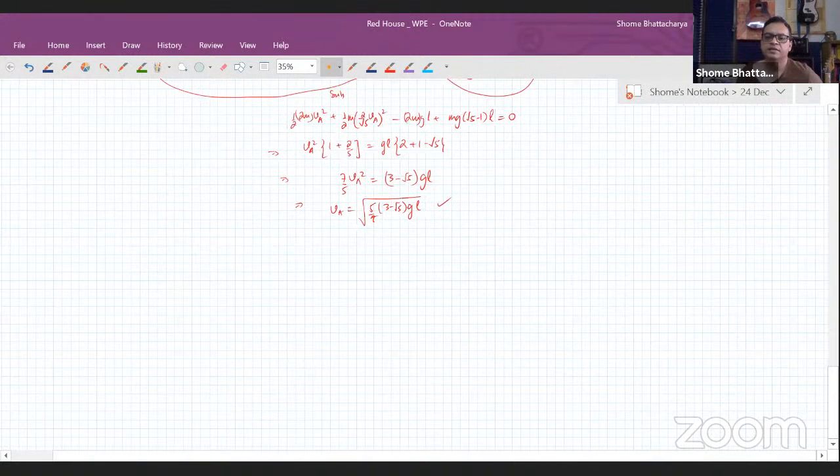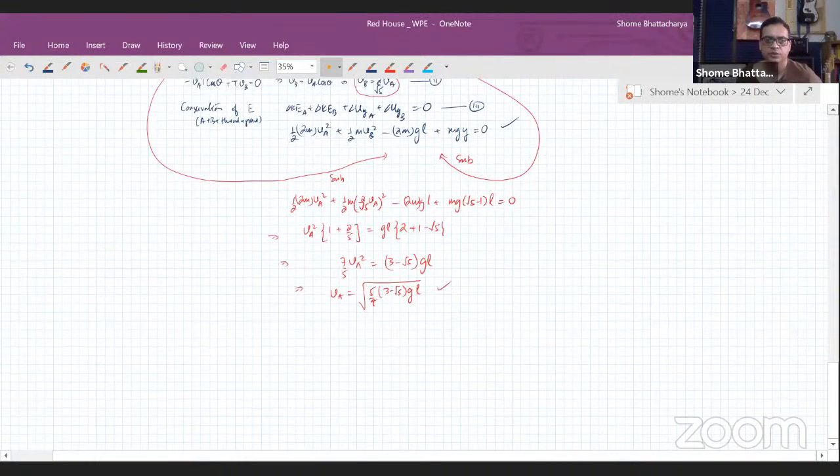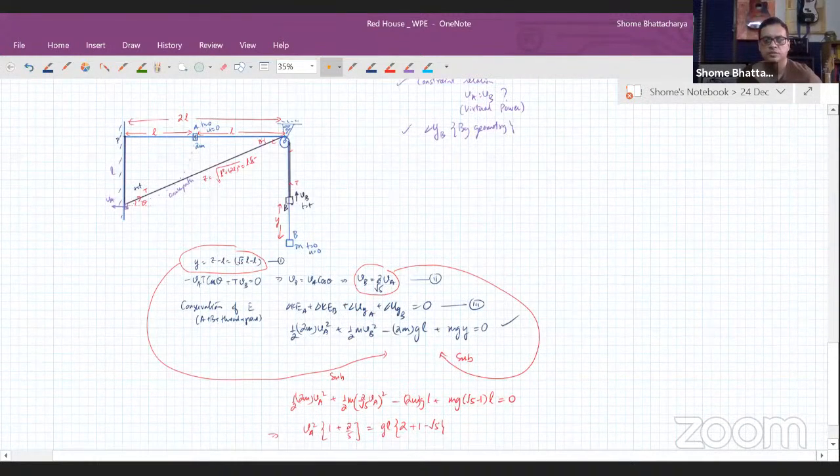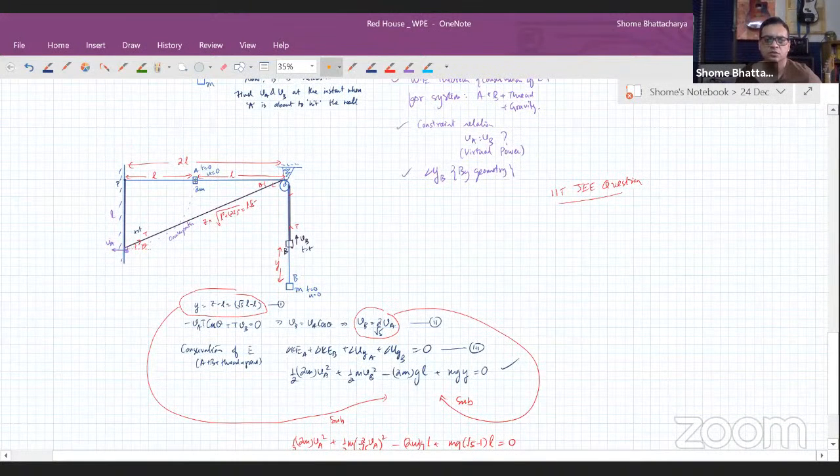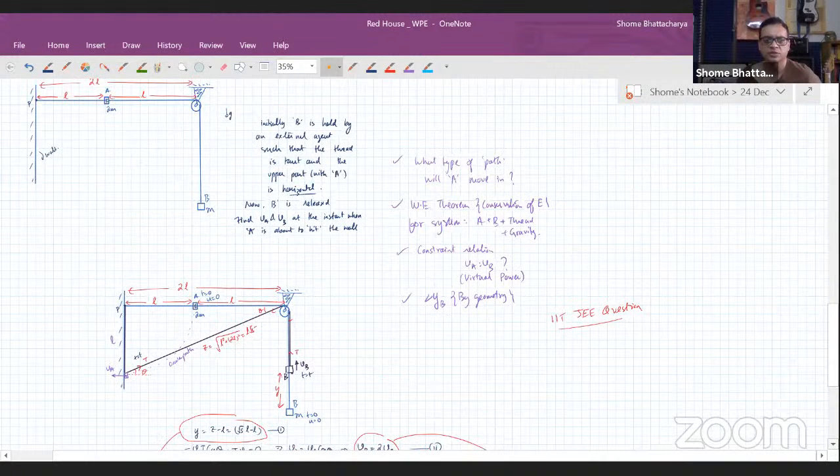So this is in fact a question from an IIT-JEE subjective paper a few years back. This is an actual JEE question. I don't exactly remember which year, but if I'm not mistaken, it is either sometime in the late 90s or around 2002 or 2003, something like that. Quite a few years back, two decades back.